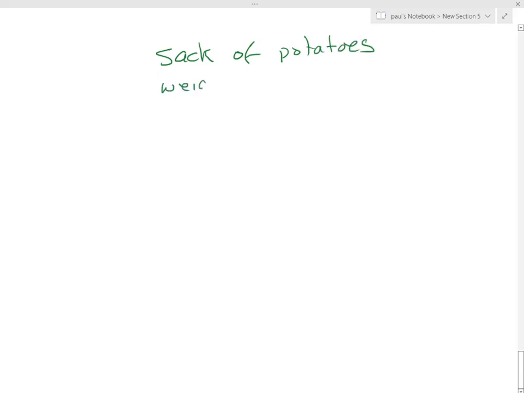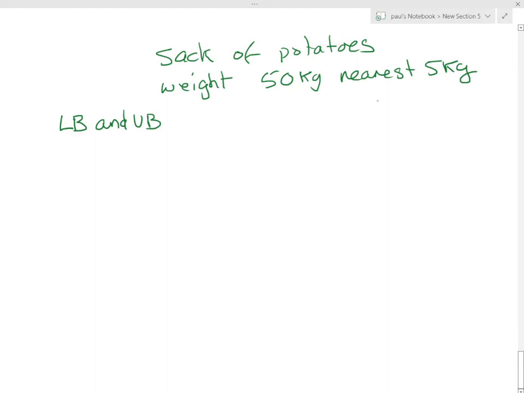They weigh 50 kilograms to the nearest 5 kilograms. Work out the lower bound and the upper bound. Right, you take this number and you half it, which is 2.5 kilos. Then we go 2.5 up and 2.5 down.